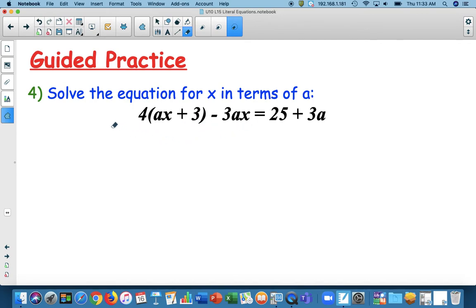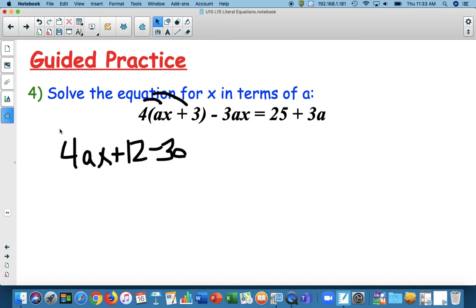The first thing I hope all of you instinctively want to do is distribute. I hope you all see that we have a 4 times ax plus 3 here. We've got to get rid of the parenthesis, so we distribute. That's going to be the first thing we do. So we have 4ax plus 12 minus 3ax is equal to 25 plus 3a.